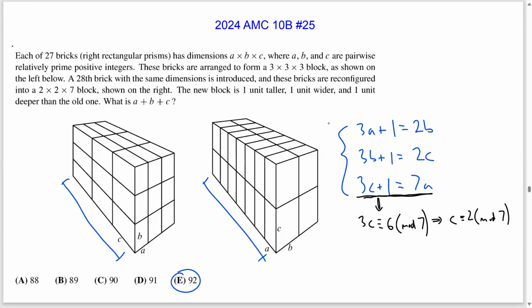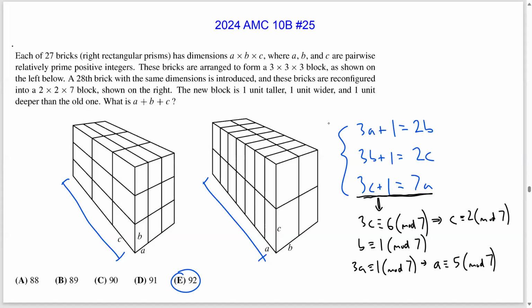Now, if we look at the second equation, knowing that c is 2 mod 7, we can similarly establish that b is going to be 1 mod 7. And then similarly, if we look at the first equation, knowing that b is 1 modulo 7, this will give us that 3a is congruent to 1 mod 7. And this will tell us that a has to be congruent to 5 mod 7.